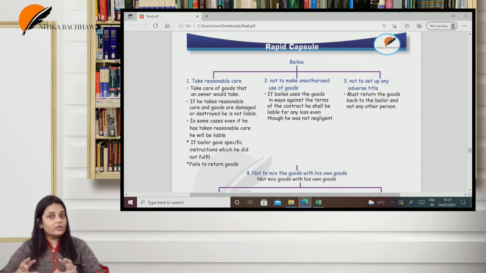When I have given you the goods with specific instructions that the goods can be used only for this purpose, can you make any use other than that? Your friend lends his book to you in the class because you have not bought your book.